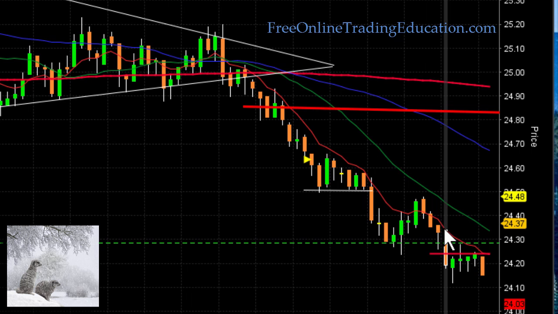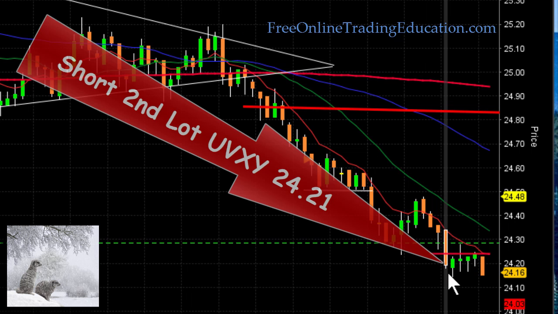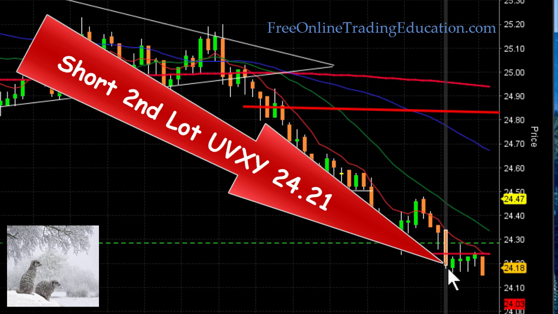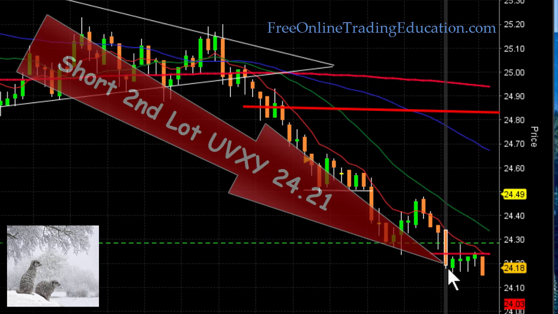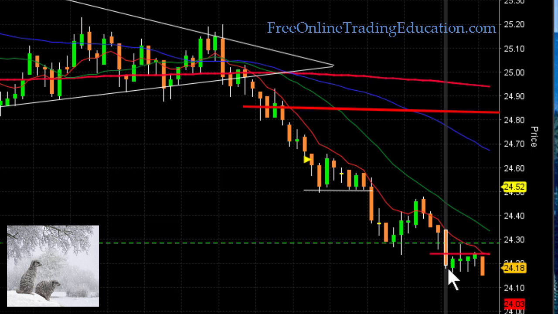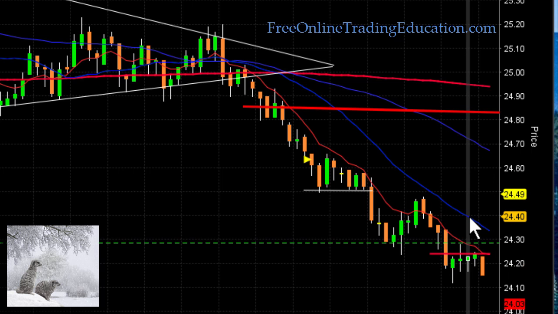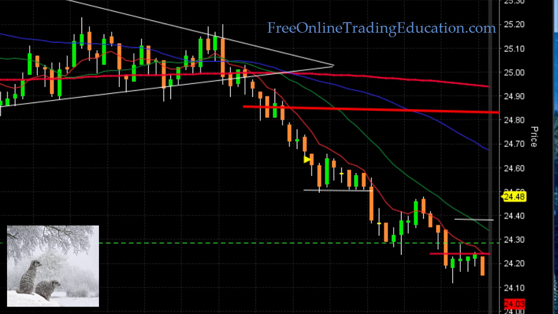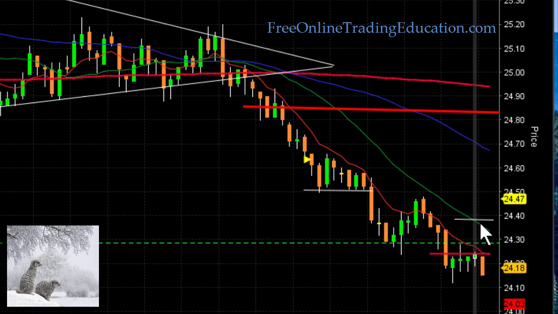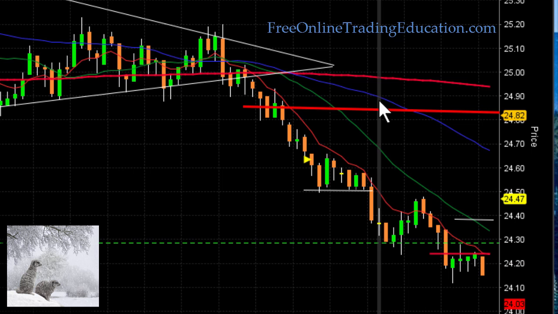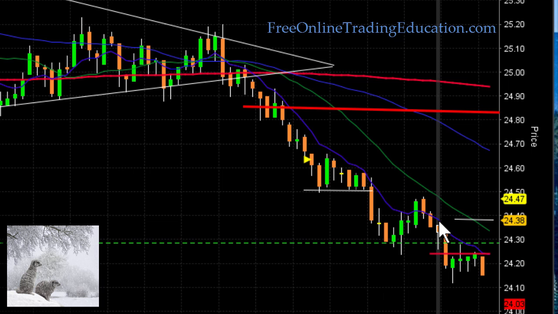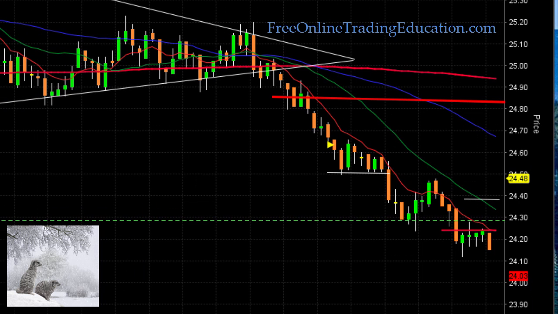And bam, look at that. It broke down, and now I'm short a second half of it at $24.21. So I am now short the double lot size, bringing my stop down here to the 21.40 area. And so I have a 0.5% stop on one position, and I'm way in the money on the other half of the position. And let's see what happens next.